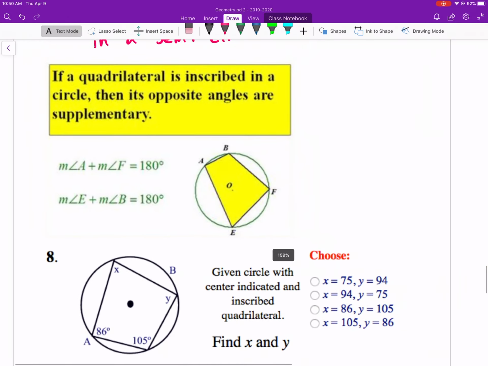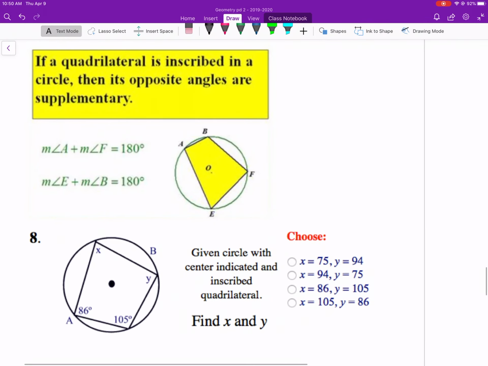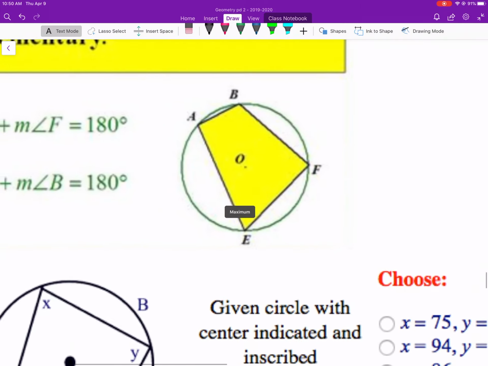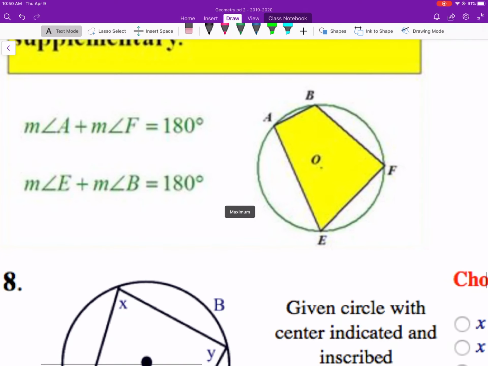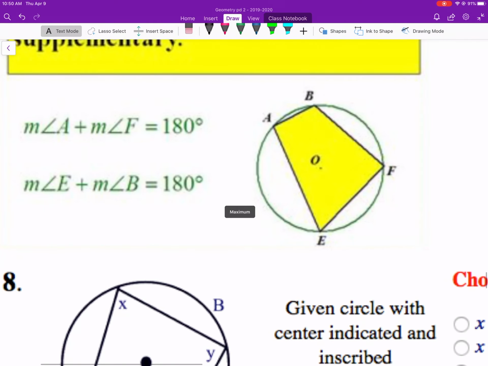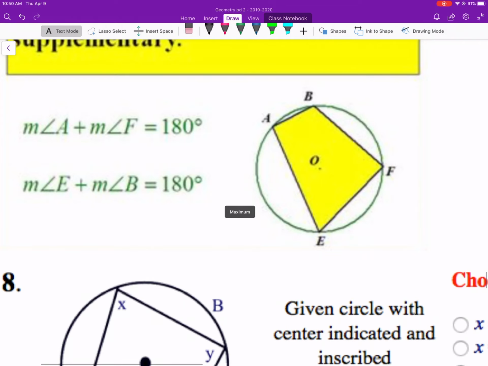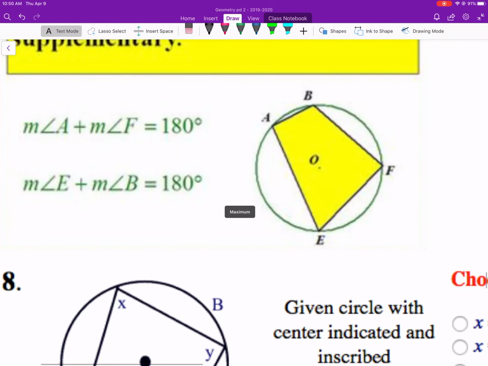Now another unique rule. This could be a lesson in and of itself. If a quadrilateral is inscribed in a circle, then its opposite angles are supplementary. So you can see the diagram here. What they're showing you is that A and F are opposite each other. Those are supplementary. They add to 180. And then B and E are opposite each other. They're supplementary. They add to 180 degrees.